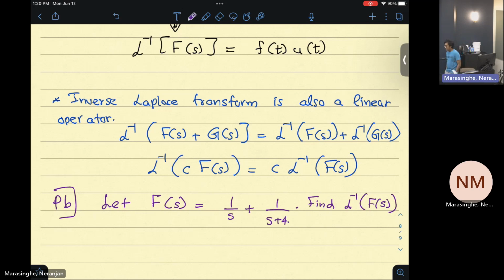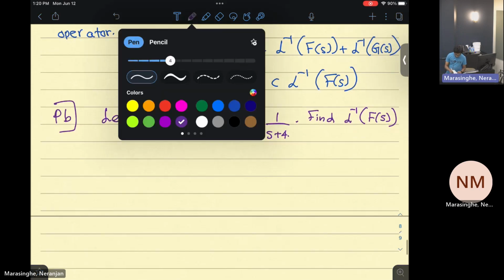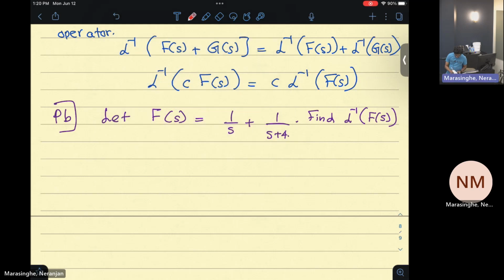Use the linearity and change the trace. Remember these two facts, right? The Laplace transform of u(t) is equal to 1 over s, and the Laplace transform of e to the at is equal to 1 divided by s minus a.